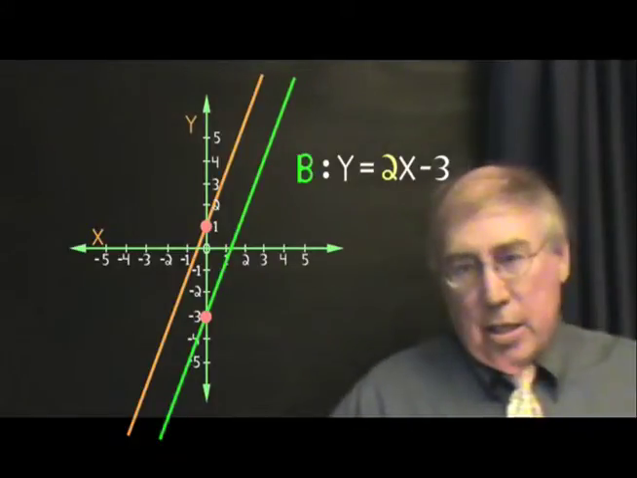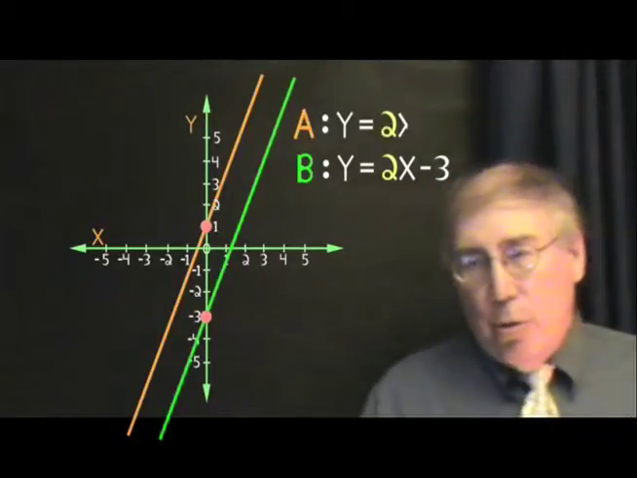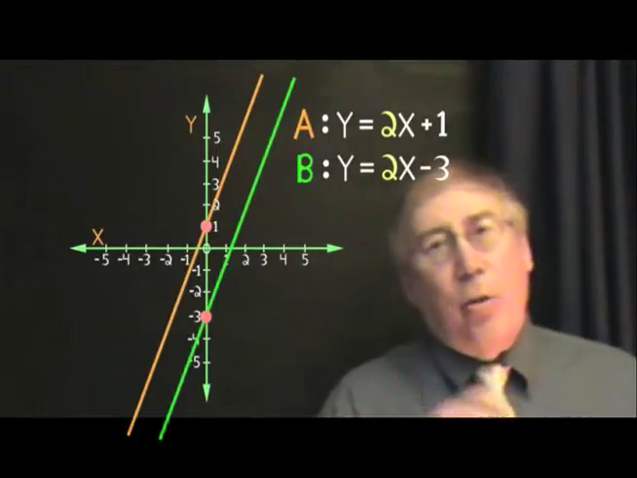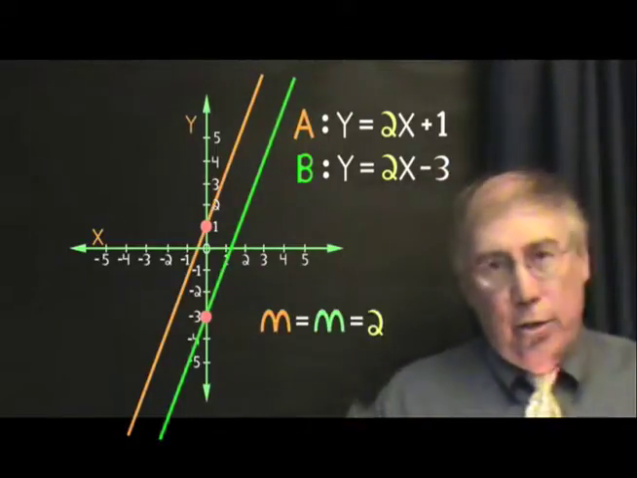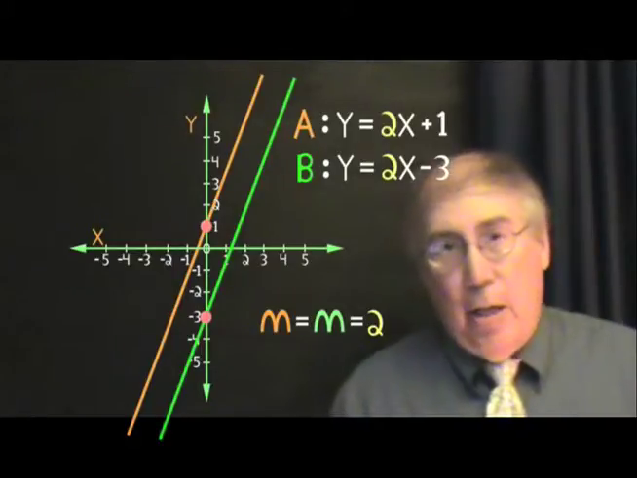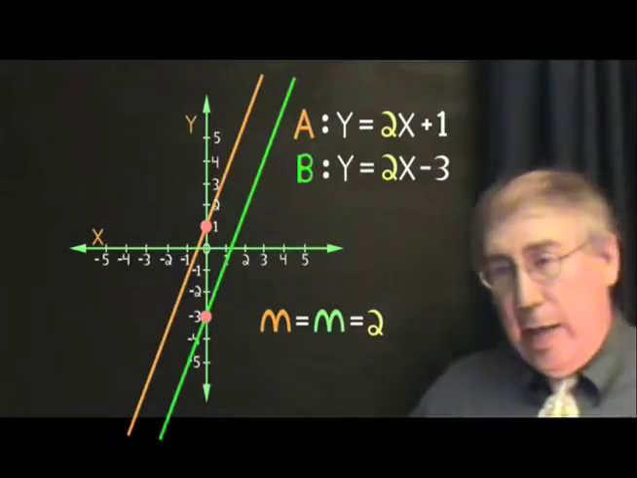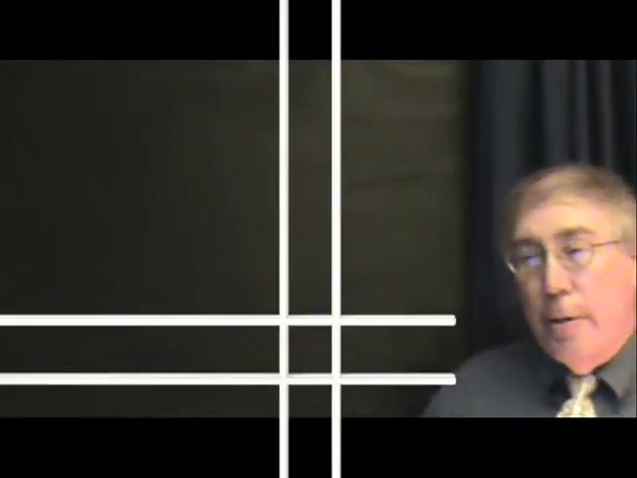And let's say that line A goes through 1 on the y-axis and also has a slope of 2. Notice the lines are parallel. So here is our key ingredient for finding parallel lines: the slopes are equal.